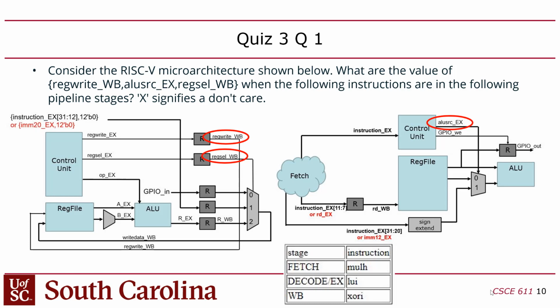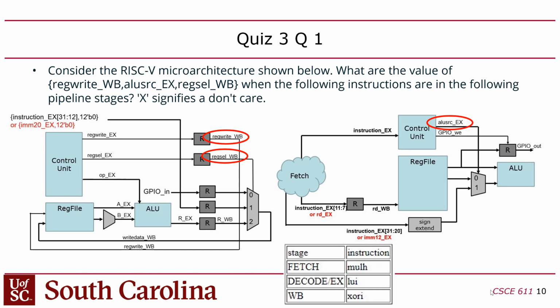Reg select. So what are we reg selecting if XORI is in write back? And again, the reason why we're looking at the write back, the XORI, is because I asked for write back. I could have also asked you for reg write EX, which would then have referred to the LUI instruction. But I just chose these three signals kind of from random, because I didn't want you to fill out a whole table. So I just chose these three.